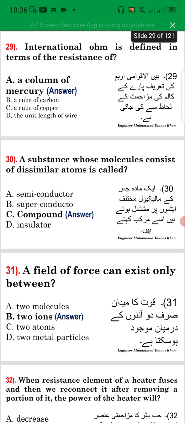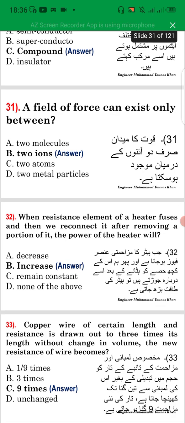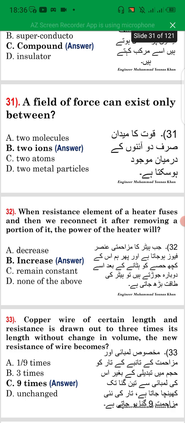Question number 30. A substance whose molecules consist of dissimilar atoms is called semiconductor, superconductor, compound, insulator. Correct answer is compound. Question number 31. A field of force can exist only between two molecules, two ions, two atoms, two metal particles. The correct answer is two ions.